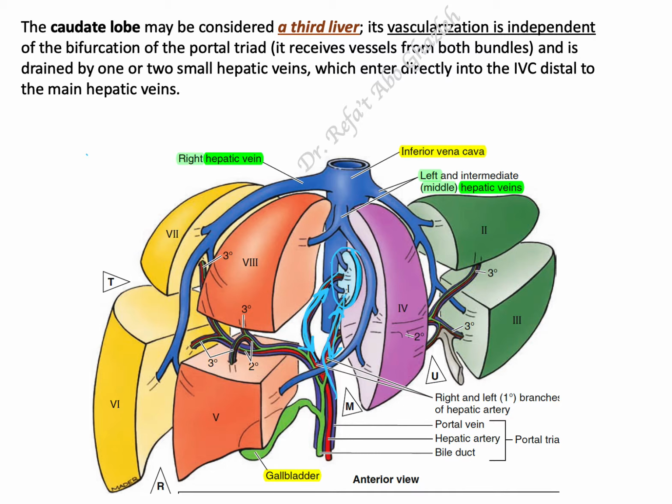What else? If you look at the caudate lobe, you will see that it drains its own blood through small veins to the inferior vena cava directly. You see these veins? And not through the right hepatic or middle or left hepatic vein. No, directly to the inferior vena cava. That's why they consider it sometimes as a third liver. And surgically, there is a surgical division. This segment is considered as segment number 1. We'll talk about that in another video.